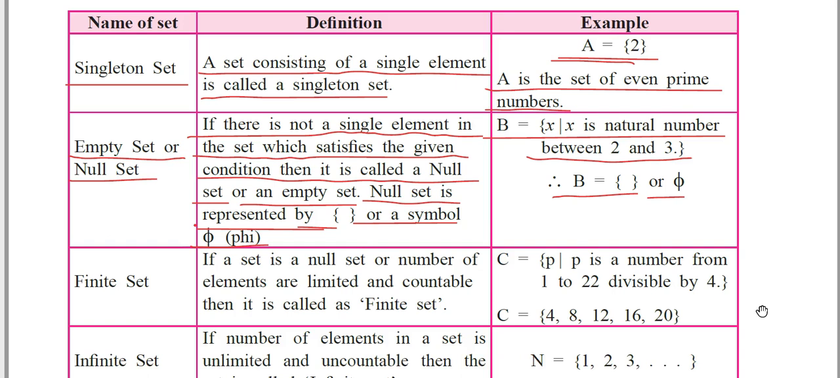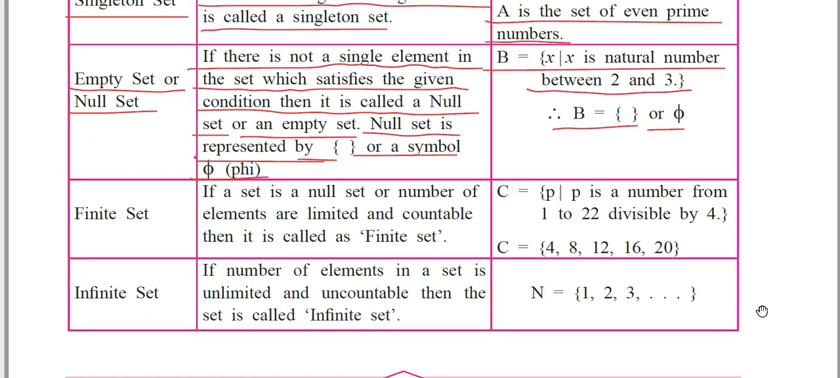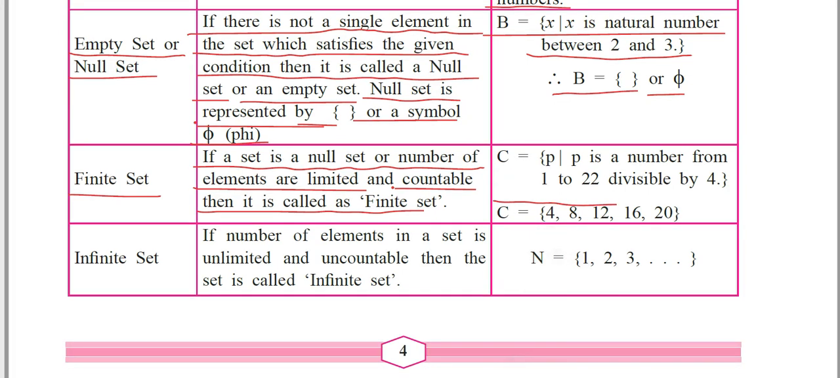Next, finite set. If a set is a null set or number of the elements are limited and countable, then it is called as a finite set. C is equals to in curly bracket p is such that p is a number from 1 to 22 divisible by 4. Therefore, C is equals to 4, 8, 12, 16, 20. This is the finite set. Also, you can add the number of the students in your class. That is also the countable set. It is a finite set.